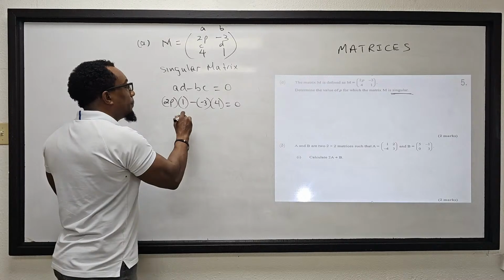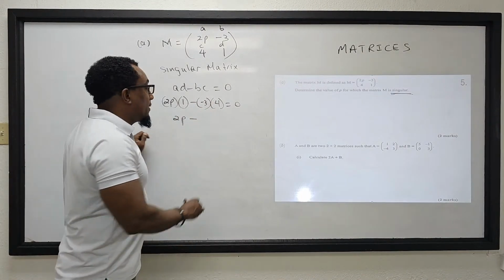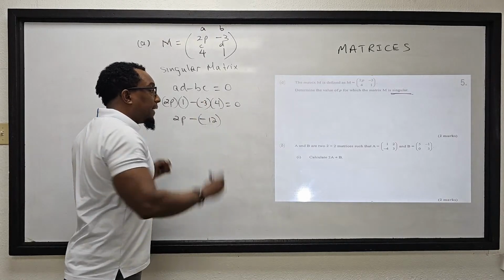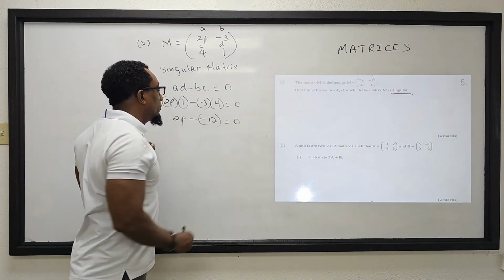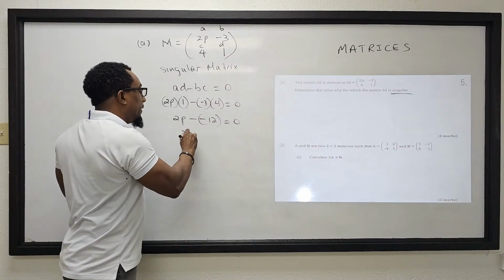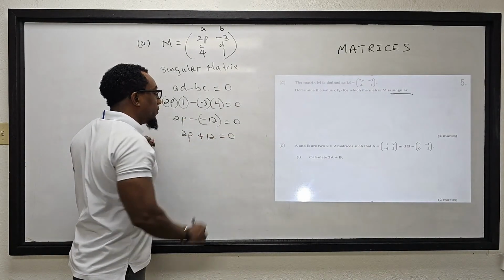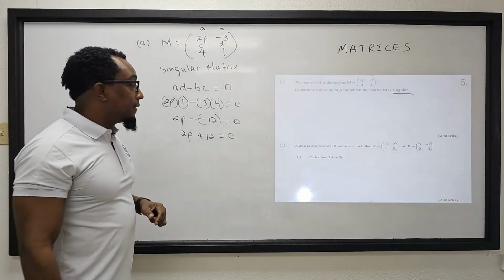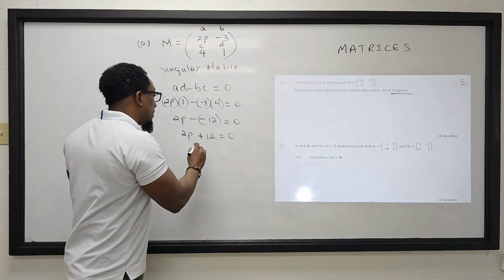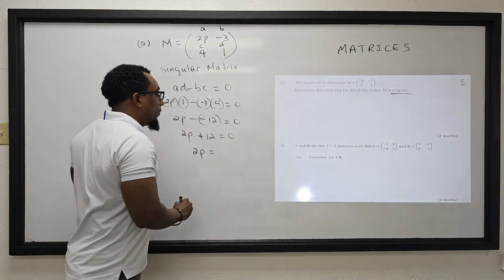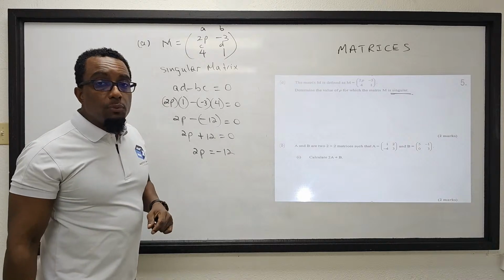So this will be what? 2p by 1 is 2p. Subtract negative 3 by 4 is negative 12. And I'll put negative 12 in brackets to separate the two signs. Is equal to 0. This will be 2p, a minus by a minus is a plus 12, is equal to 0. Let's solve for p. So I will just subtract 12 from both sides. I get rid of the 12 first. So I subtracted 12 from both sides. So this will be 2p is equal to negative 12.